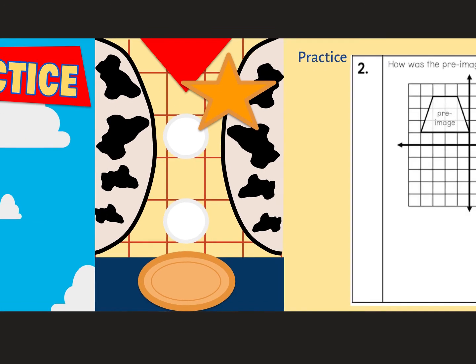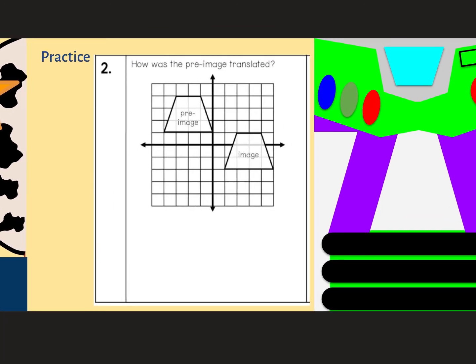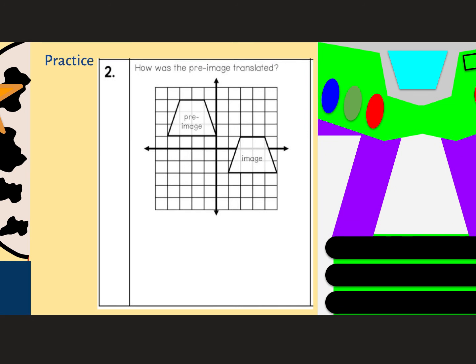All right. Let's look at example 2. It says, how is the pre-image translated? All right. So we can see, let's just label this, for example, A, B, C, D. All right. Starting with point B, or looking at point B, this would be B prime here. So we went over 1, 2, 3, 4, 5. We can check the same thing with C. We went over 1, 2, 3, 4, 5. Same thing with D. So we know that it was translated 5 units.